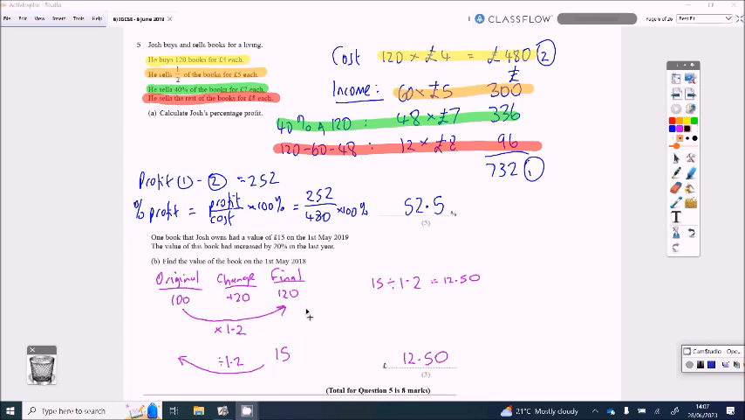Now, our multiplier to get from the original amount to the final amount, going left to right, is 120 divided by 100, which is 1.2. So to go from the original price to the final price, you would multiply by 1.2. But here, the way it's worded, we're going from the final price back to the original price. So rather than multiply by 1.2, we're going to divide by 1.2. Now, our final price is £15. Divide this by 1.2, giving us an original price of £12.50.